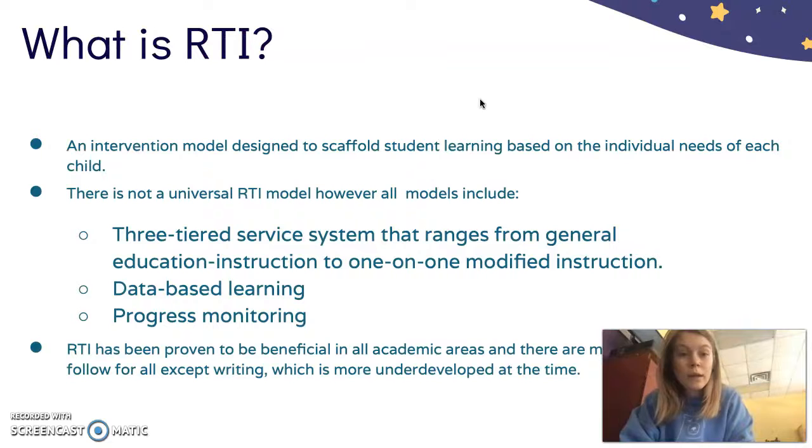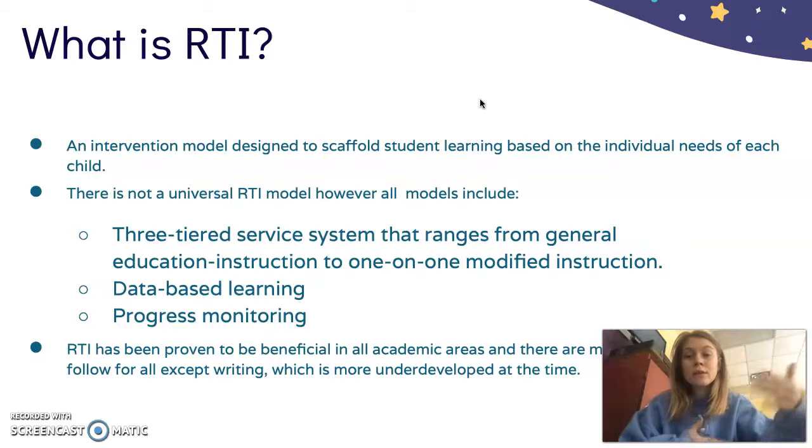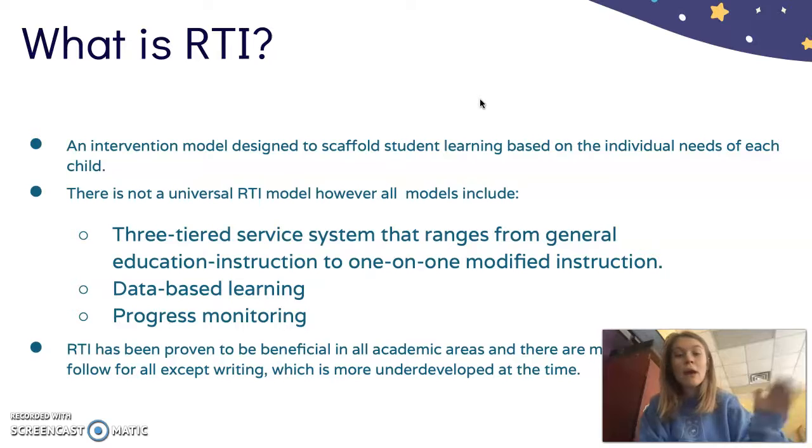First of all, what is response to intervention? This is an intervention model designed to scaffold student learning based on the individual needs of each child. There isn't a universal design for how you should do RTI. However, every model that is around includes a 3-tiered system, which ranges from your general education in the classroom, then it goes up to where you might be pulling a student out for certain things, and then completely one-on-one instruction for everything that student is learning.